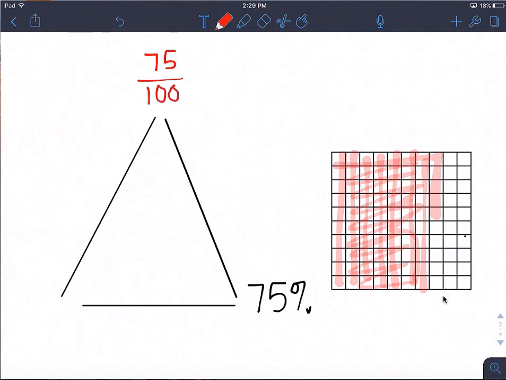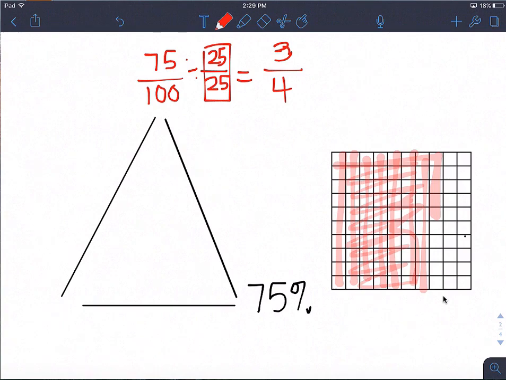But we're practicing on simplifying our fractions. So what can I divide both of these numbers by? Because I want to simplify. Well, I know 25 goes into 75 and 25 goes into 100. There are 3 25s in 75, and there are 4 25s in 100. I'm thinking quarters there. So this is my fraction. Now I could write for my words either 75 hundredths or 3/4, and that's a lot less, so I'm going to write 3/4.